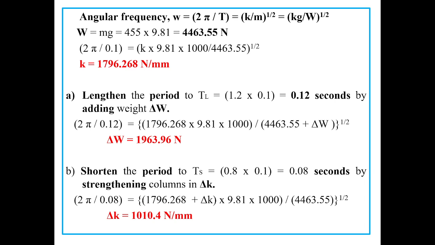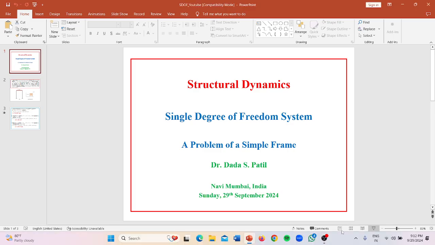So it practically means that when I want to shorten the period of the system by 20%, that is instead of 0.1 seconds, if it has to be 0.08 seconds, then I have to strengthen the column, and strengthening the column means I have to increase the stiffness, and initially the stiffness was 1796.268 Newton per mm, and now I am adding the stiffness by 1010.4 Newton per mm to get the more stiffness, so that we can strengthen the column.